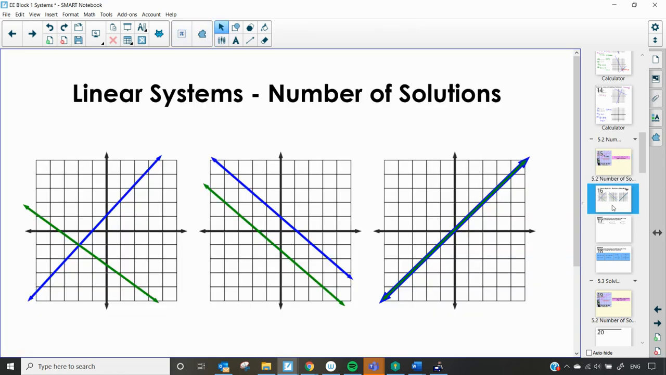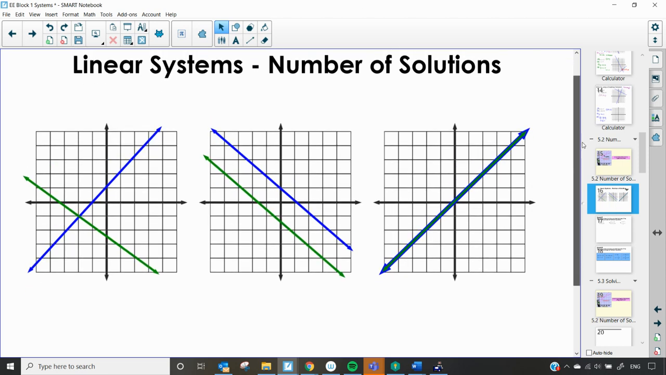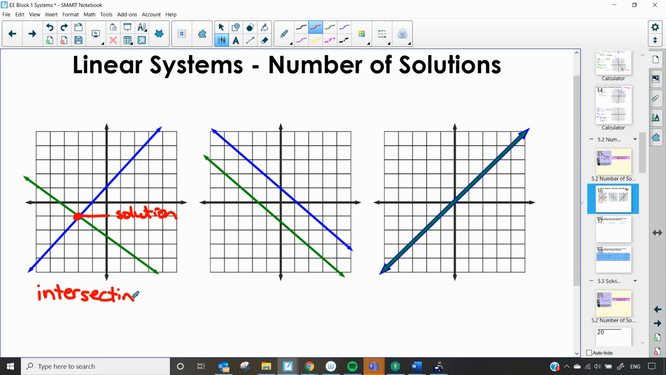All right, so when we're looking at a linear system of equations, there are three different solutions that we can get. So we can either have intersecting lines, no intersecting lines, or coincidental lines where both equations look identical or both graphs look identical. So the first question is the one that we've been dealing with the most right now. So there's one solution there, one intersection point, and that's our solution. These are called intersecting lines. And intersecting lines have one solution.